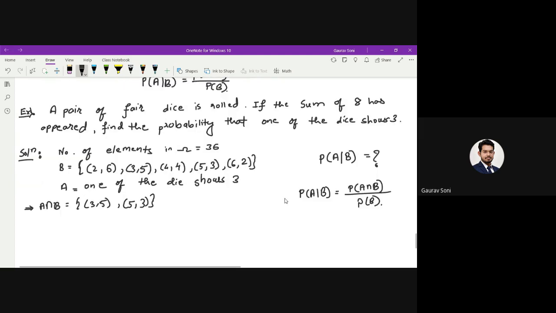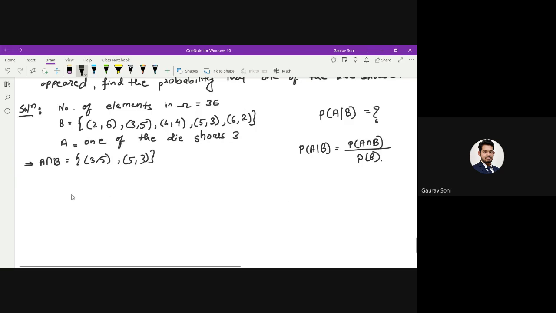So let's put these in the formula. Probability of A given B is equal to 2 divided by 36 upon B. There are 5 elements in B, so 5 upon 36, which is 2 by 5.